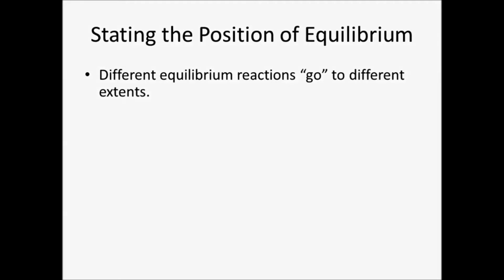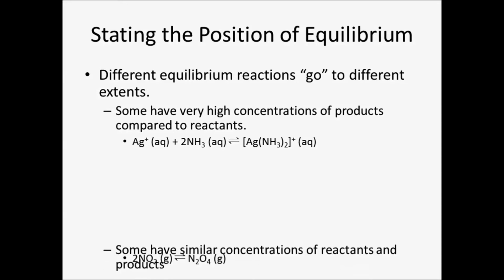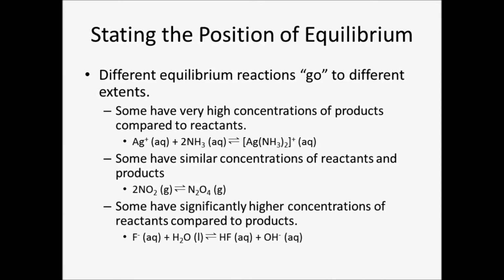As you may know, different reactions that are equilibrium reactions go to different extents. Some reactions, for example this reaction, form large amounts of products compared to reactants. There's still a little reactant left, but there's a lot of product. On the other hand, there's some where the amount of products and reactants is appreciably similar, so they're both about the same. While yet other reactions have significantly higher concentration of reactants compared to products, so only a very small proportion of reactant molecules get converted to products.